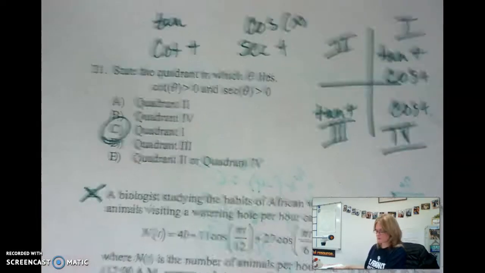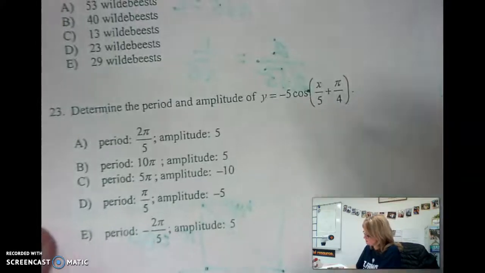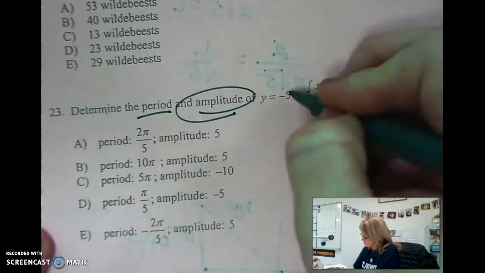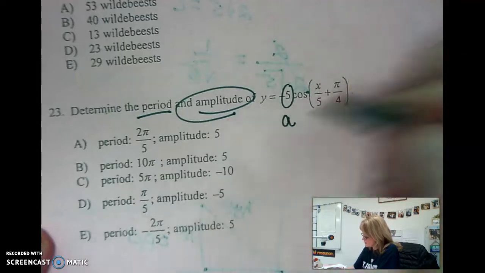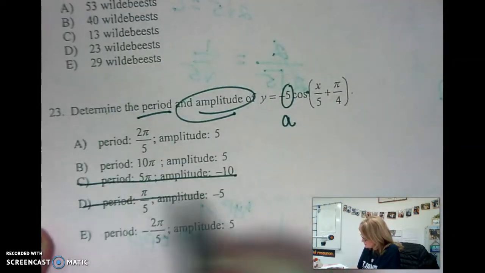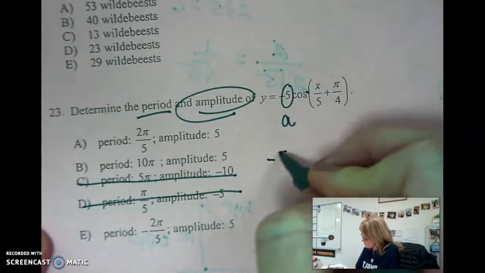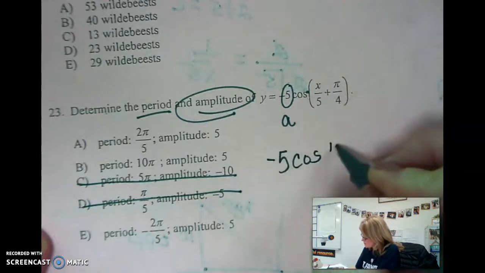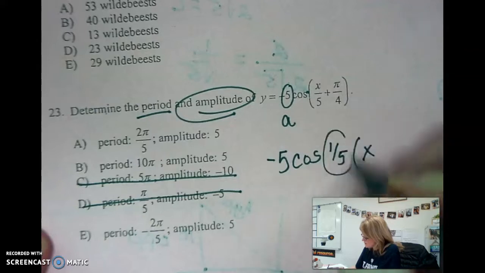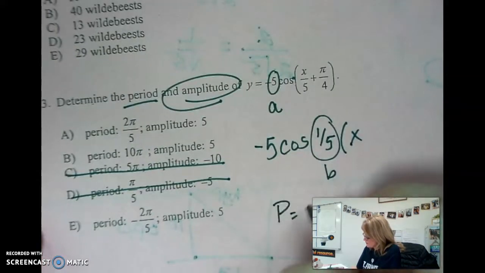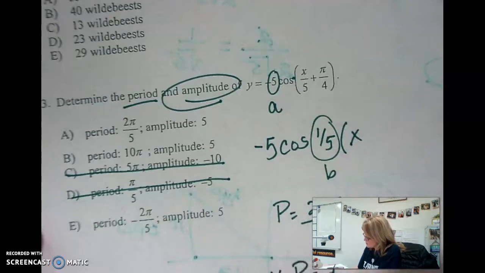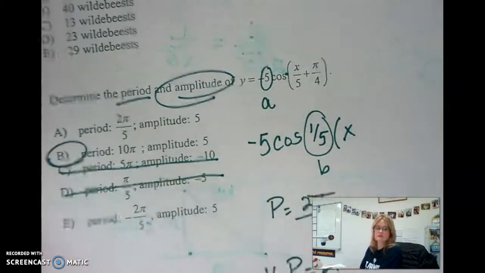We will skip number 22. Determine the period and the amplitude. Remember, amplitude is A and it's always positive, so we can eliminate C and D. The period, remember you have to factor out the B. So I have to get X by itself, so I have to take out the fifth. This is now B. So period equals 2 pi over B. And when you cross multiply, this gives us 1/5 times P equals 2 pi. Multiply both sides by 5, and that's 10 pi. So the answer is B.